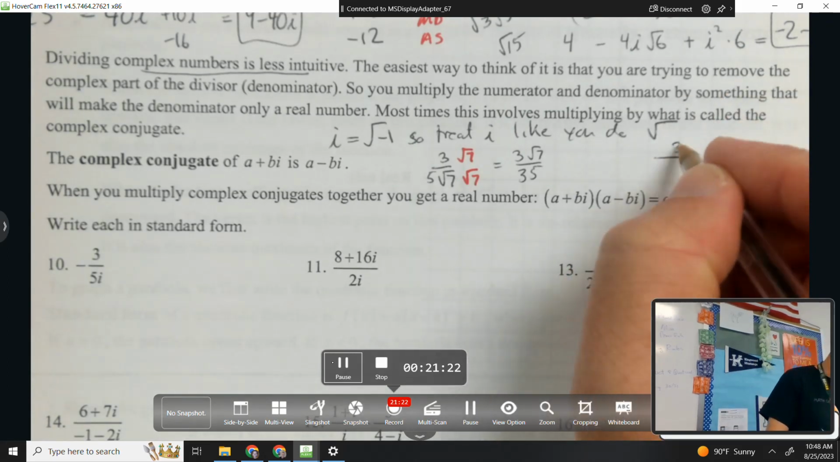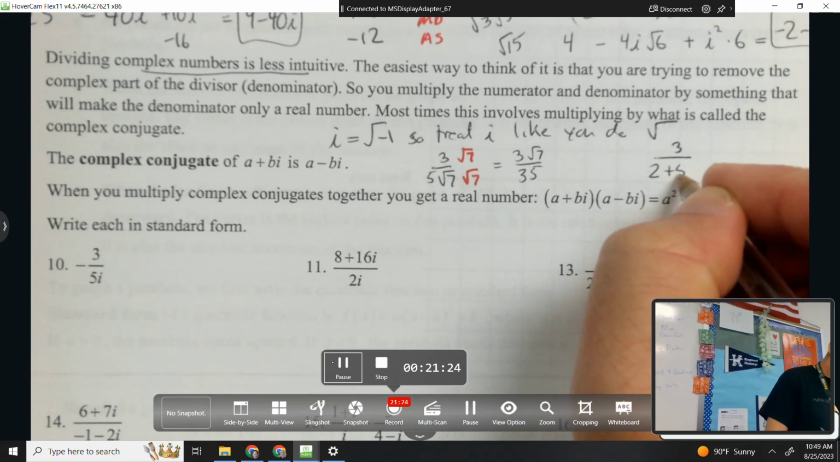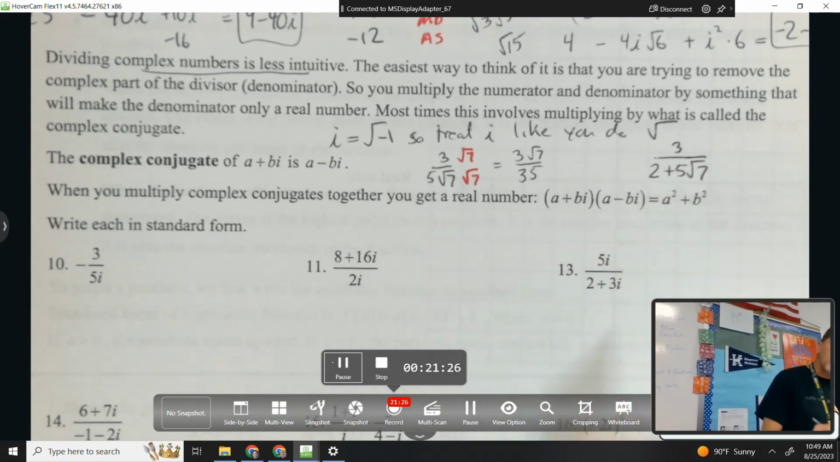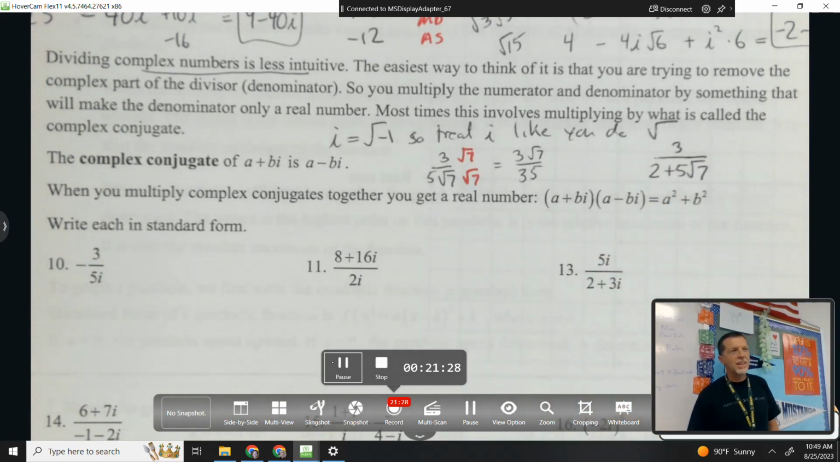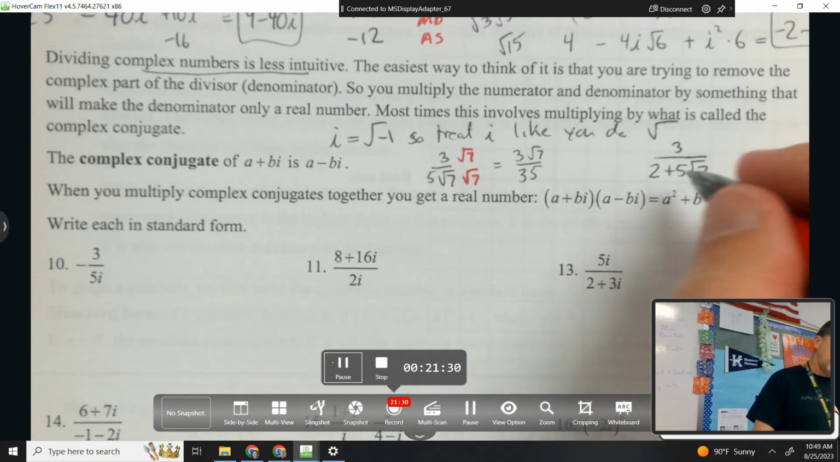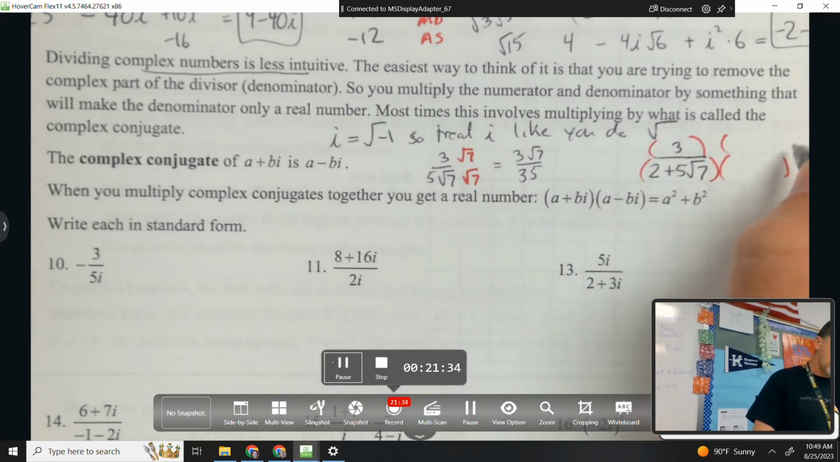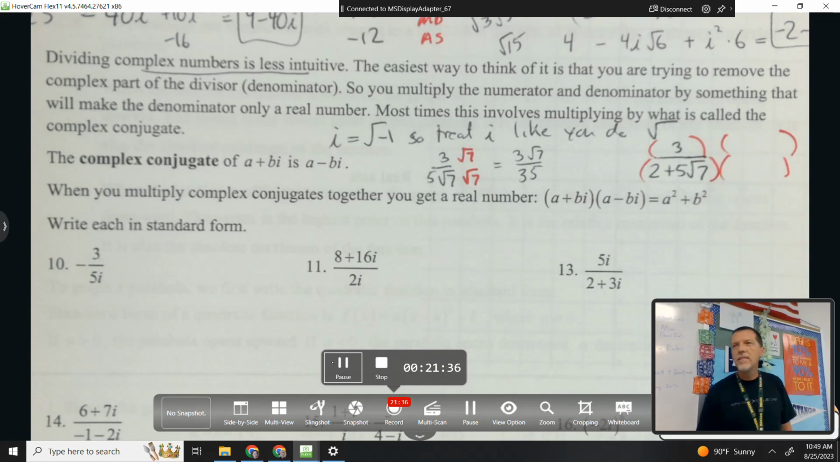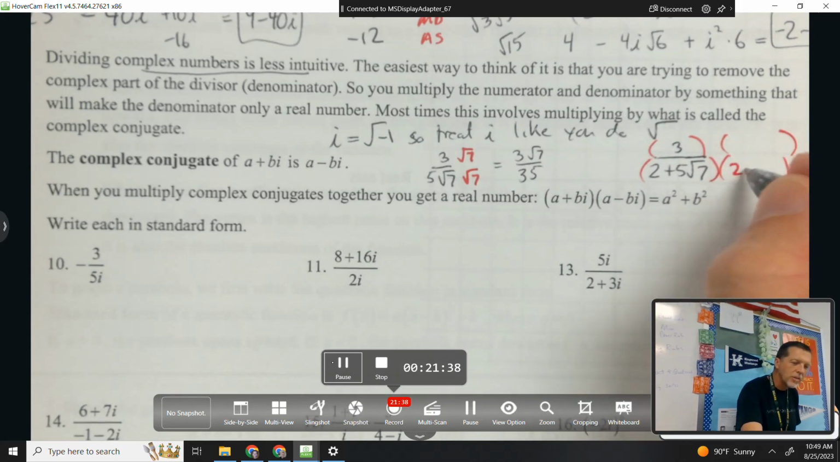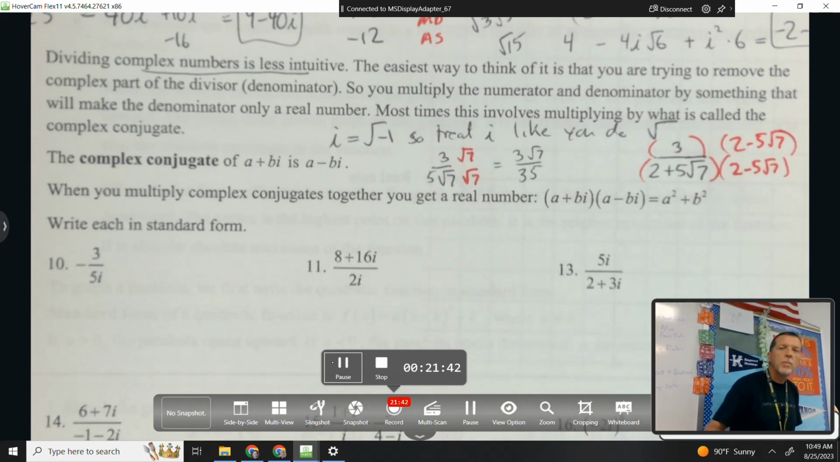What if you had 3 over 2 plus 5 square root 7? Do you remember how you'd fix that? What would you multiply by? 2 minus 5 square root 7. We're not going to do that because it takes too much time and I don't have space. But it's going to be the same thing when it comes to i's. i is a square root, so treat it like you do all the other square roots.